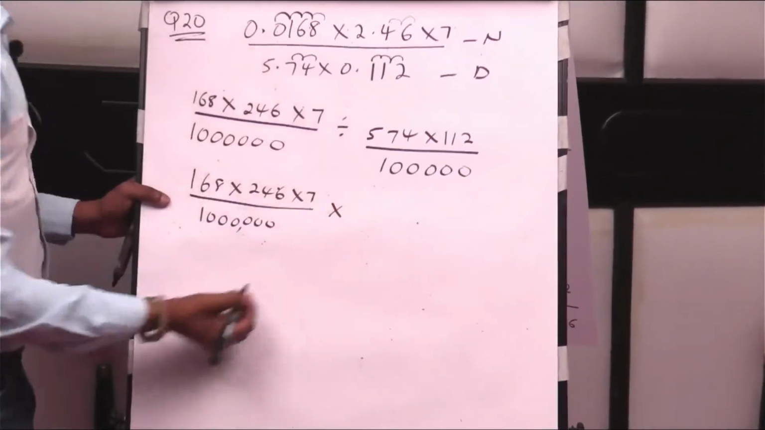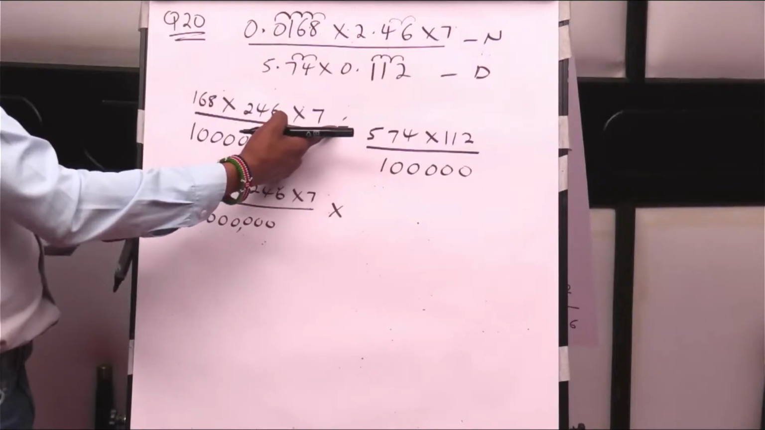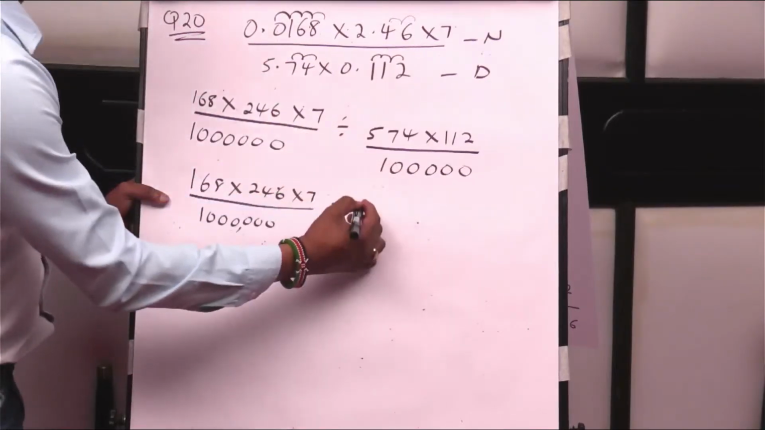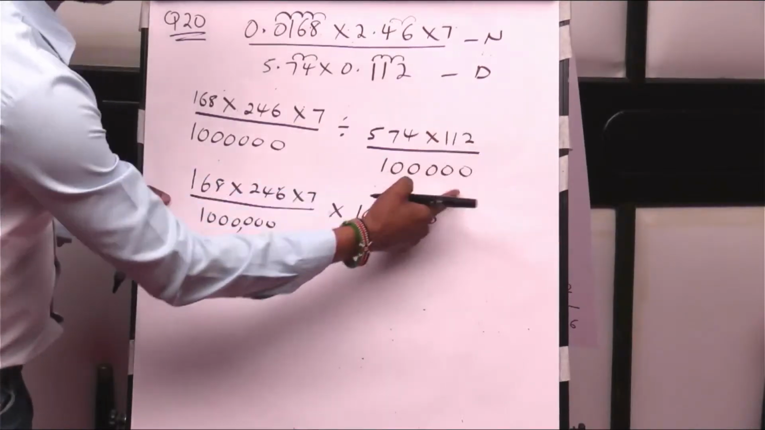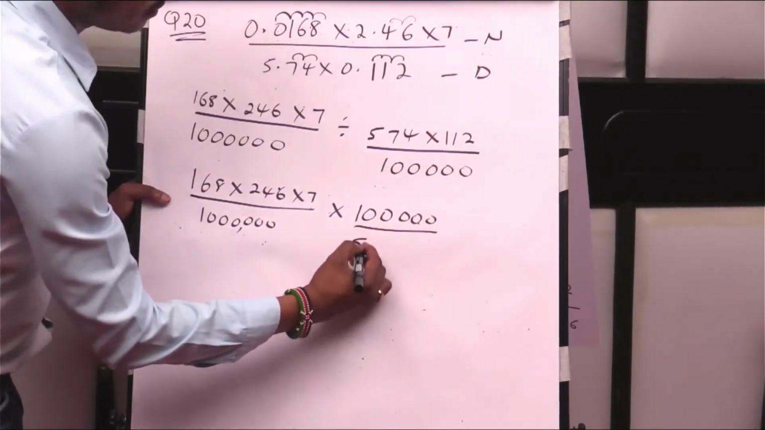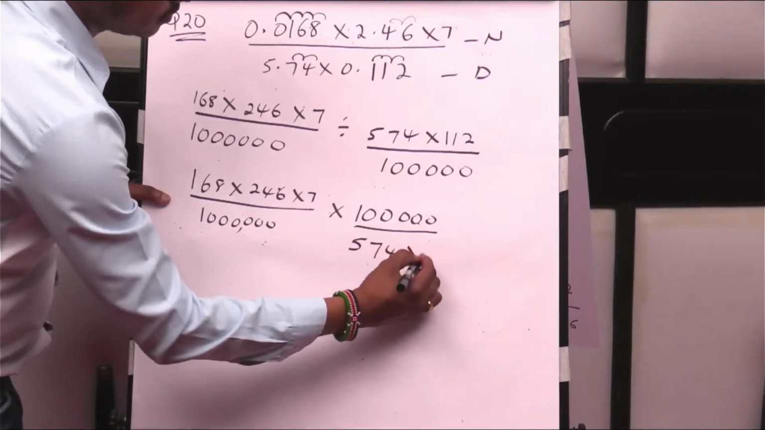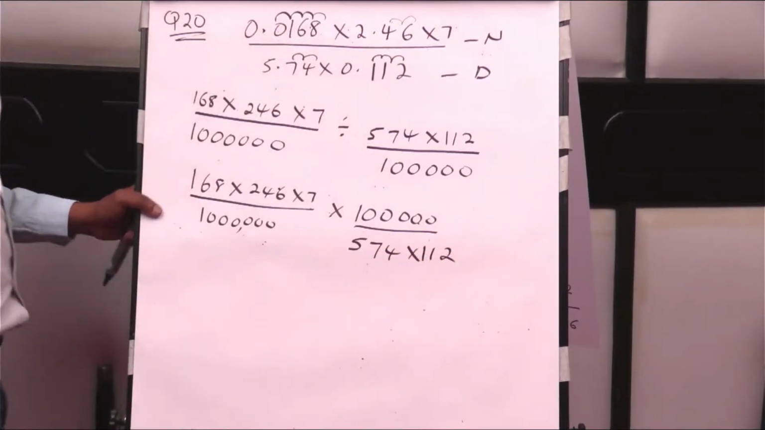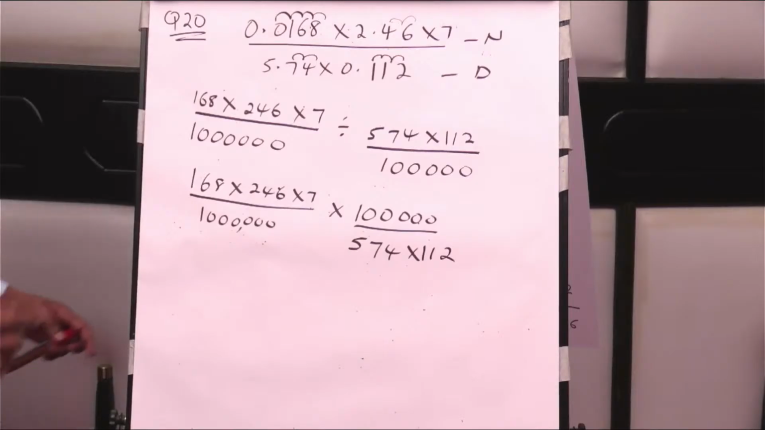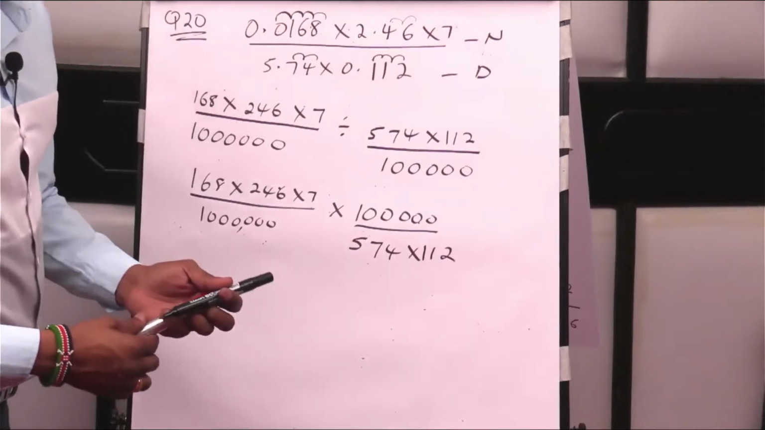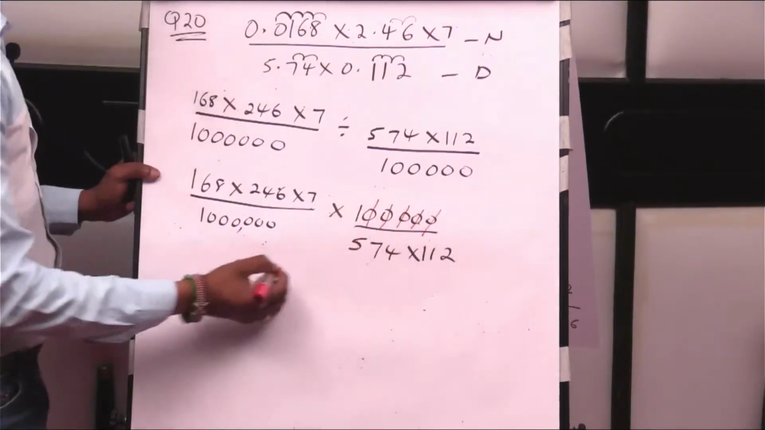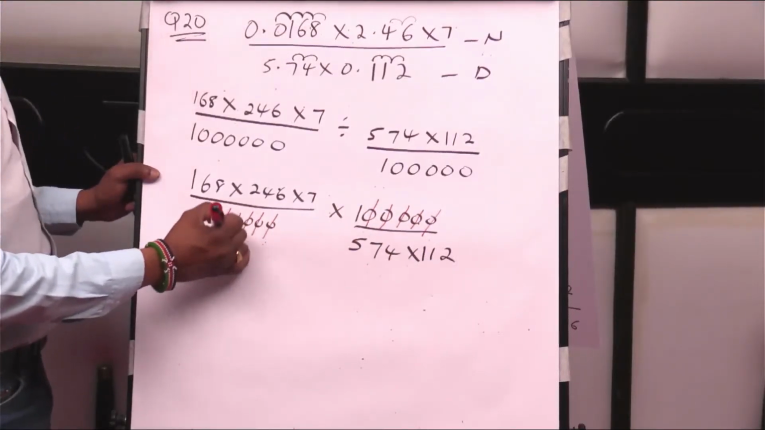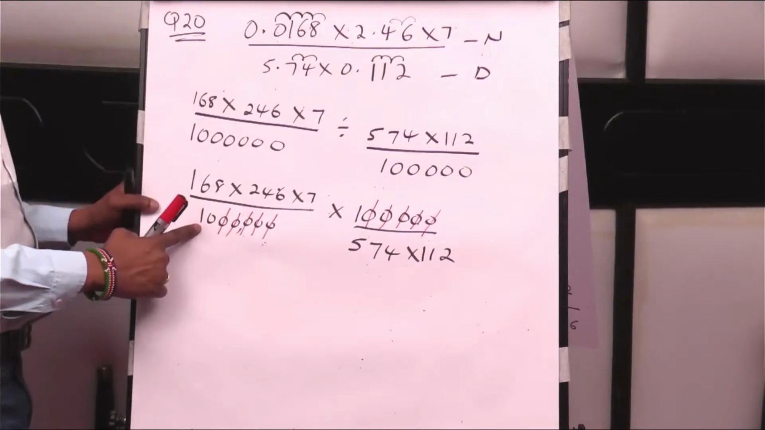If you want to get rid of divide by, you replace it by multiplication. So 168 times 246 times 7 over 1,000,000, times 100,000 over 574 times 112. Now this one you just simplify. When you simplify, you cross 1, 2, 3, 4, 5 zeros. So we remain with 10 here.